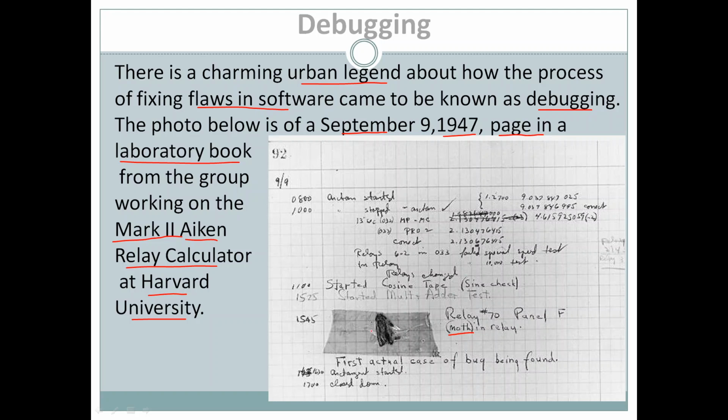A moth is a bug, or you can say an insect from the butterfly family, and they removed that moth from the Aiken calculator, and it is said that from then it is called debugging. They removed a moth. Moth means a bug. They removed a bug from that calculator, and they called it debugging, removing the bug.